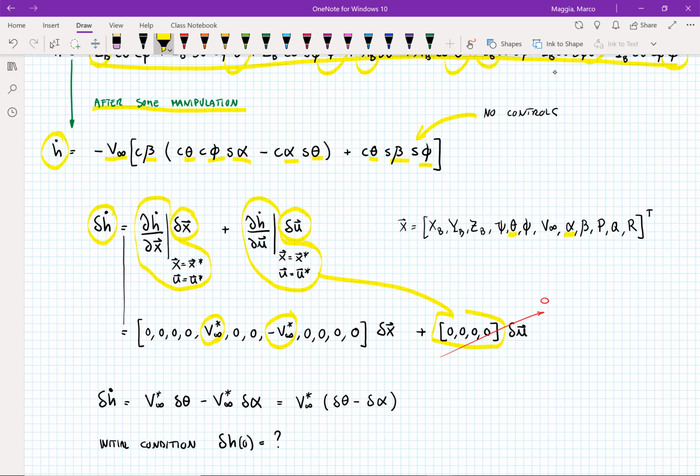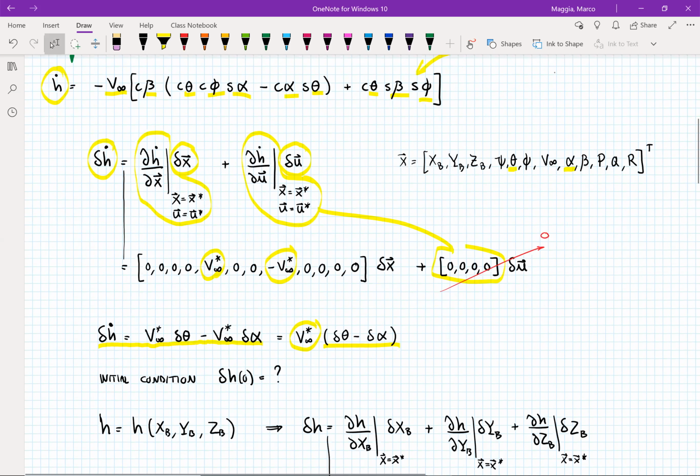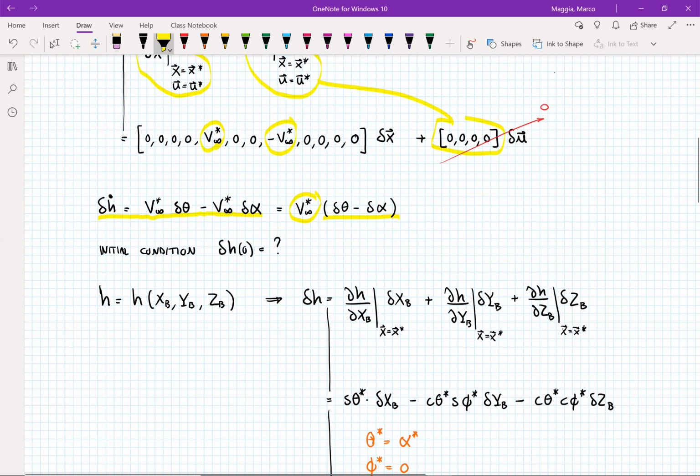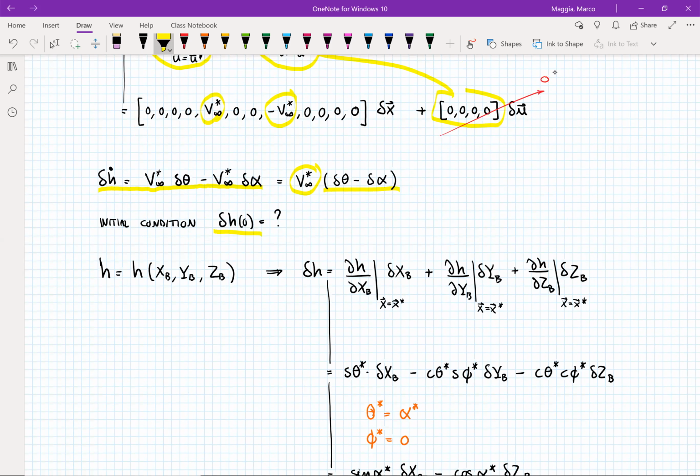the rate of change of the perturbation in the altitude, is equal to V infinity trimmed times delta theta minus V infinity trimmed times delta alpha. Or more compact, V infinity trimmed times delta theta minus delta alpha. Okay, so this is the ODE describing the rate of change of the perturbation of the altitude, but we need, of course, an initial condition, delta H0 at time 0.